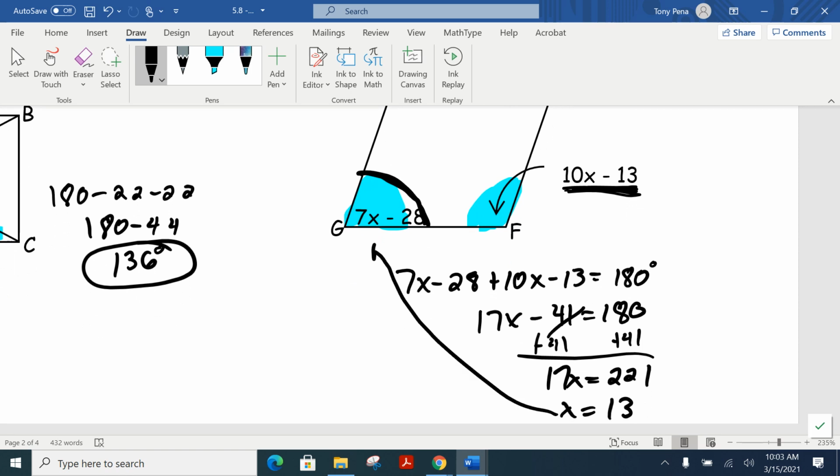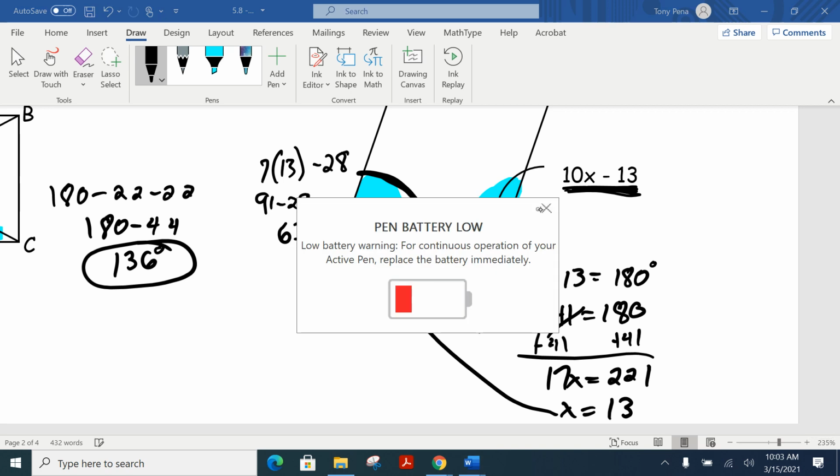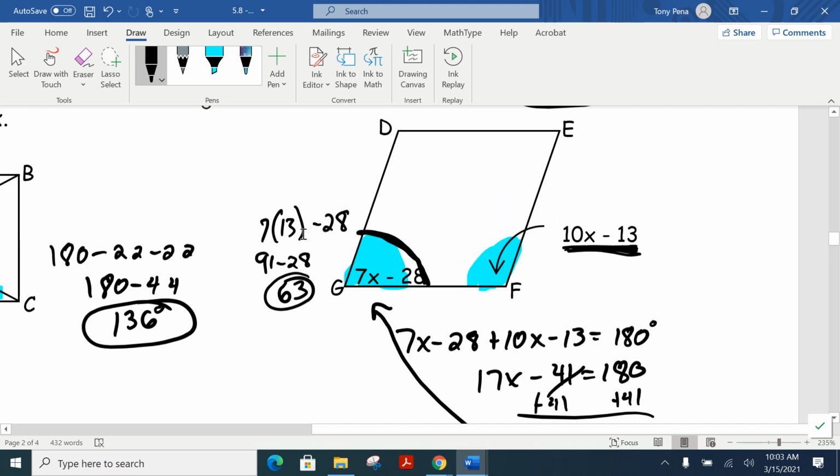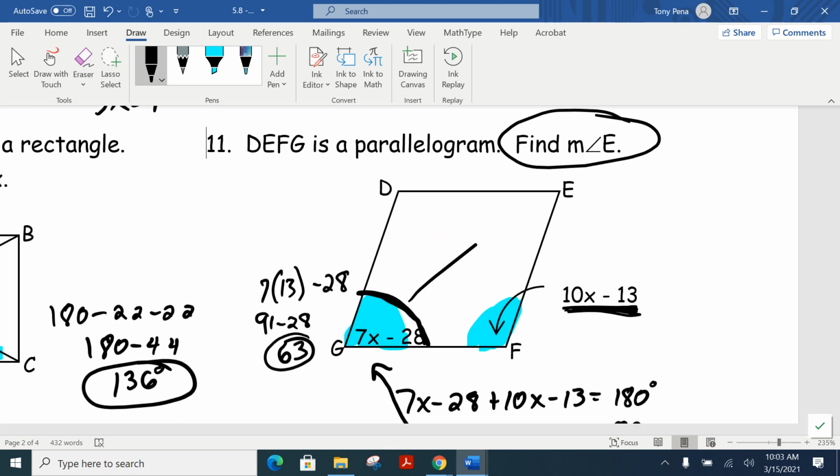So let's take this 13, plug it in for that x. So 7 times 13 minus 28. And then that should be, what, 63? Is that what we're all getting? Okay. Because this is 63, the angle I was asking you for is opposite of that. Opposite angles are congruent, so that's got to be 63 degrees. That's our answer. Okay.